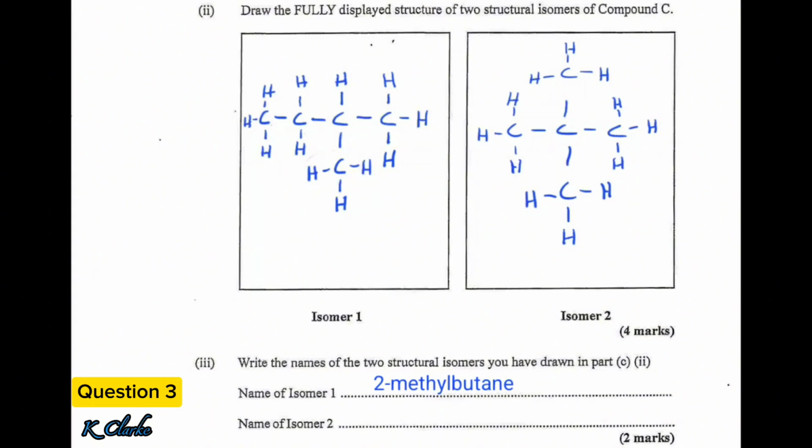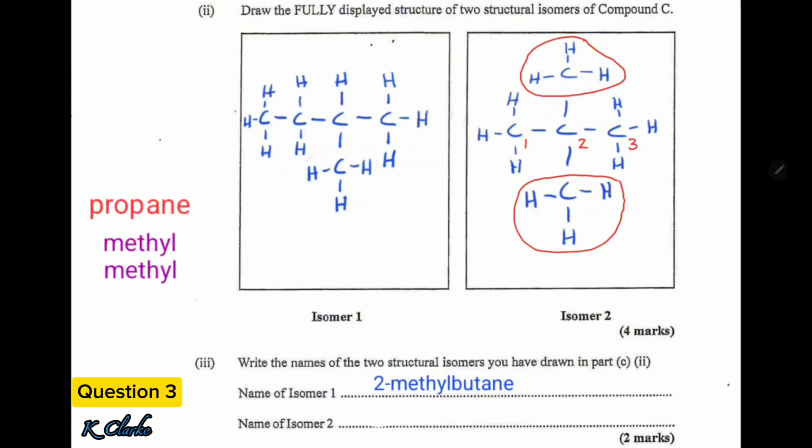Naming isomer 2. First, label the longest chain. 1, 2, 3. Now there are 2 methyl branch groups, which I'm going to circle. That's 1 and 1 above. There are 3 carbons in the longest chain, so the prefix is prop. Since there are only single bonds, the name will be propane.